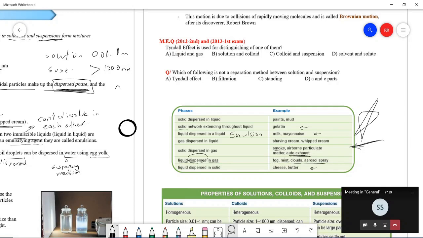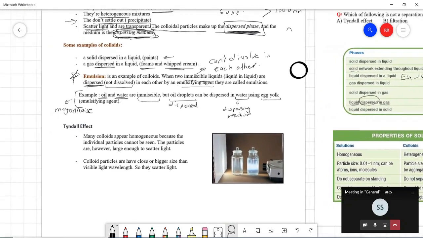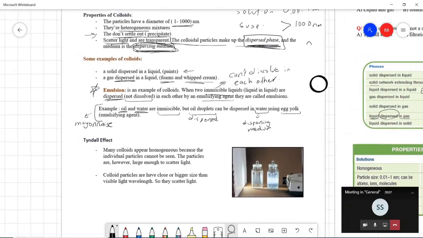So it's better to memorize this table as well. You have to recognize it. I think it's easy to memorize, since your questions are multiple choice questions, so try to recognize it in a way that you can answer the questions. You don't have to memorize it like a poem. All right. So those were the examples of colloid.